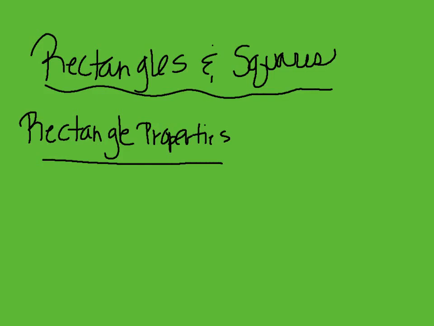Alright, our next quadrilateral that we are going to talk about is the rectangle. So this video is going to cover rectangles and squares. And we're going to start with the rectangle properties. So let's draw us a little rectangle here. And there's going to be three main properties of the rectangle.